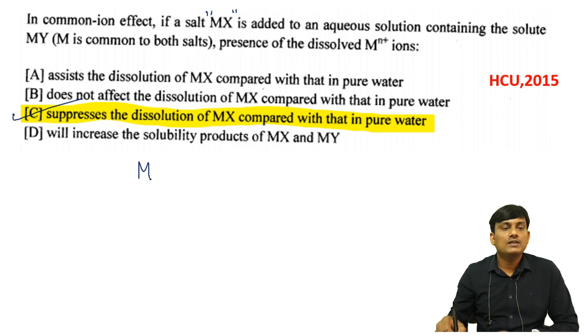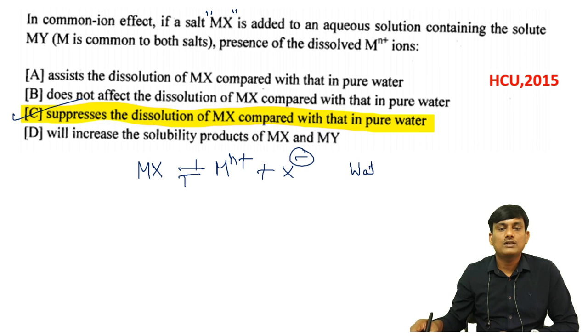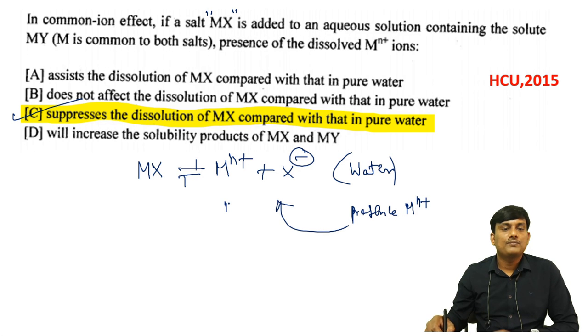In pure water, this is a dissolution, this is a dissociation. But in presence of M n plus, when you introduce M n plus, on the right side you are increasing the concentration of M n plus, so the equilibrium will be shifted towards MX. So it suppresses the dissolution of MX.